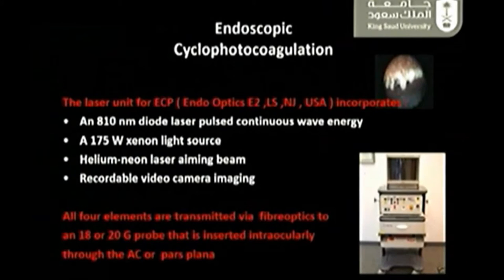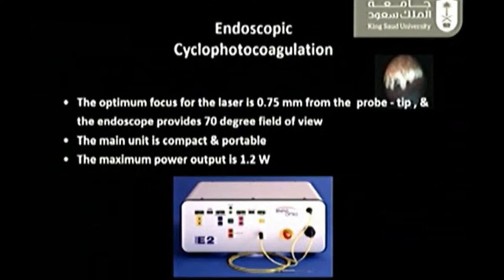So the laser unit for the endoscopic cyclophotocoagulation contains an 810 nanometer diode laser, pulsed continuous wave energy, and a 175 watt xenon light source with a helium laser aiming beam and recordable video camera imaging. All four elements are transmitted via fiber optic to an 18, or actually now 20 gauge probe that will be inserted intraocularly after forming the anterior chamber and after inflating the sulcus to visualize the ciliary body and the ciliary processes subsequently.